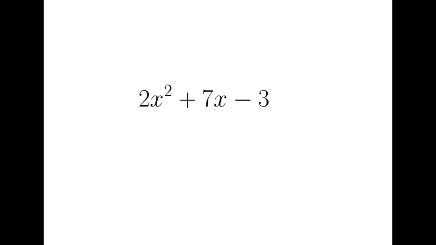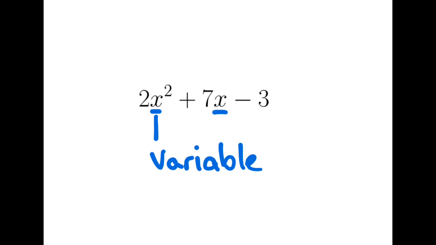But we're going to look at some of the pieces that we have here. We'll just work from left to right. So first of all, let's start with the x. We have the x's here. The x is called a variable, right? The x is the variable in that expression.